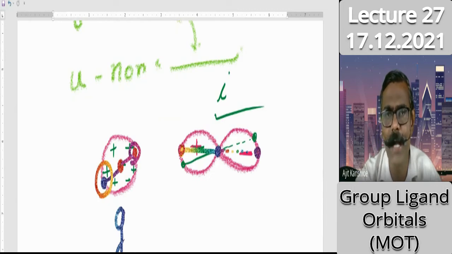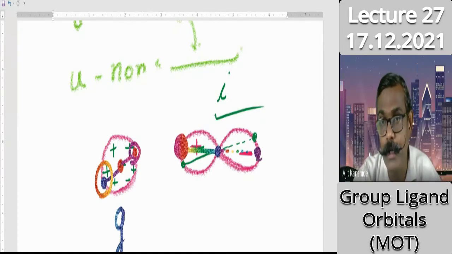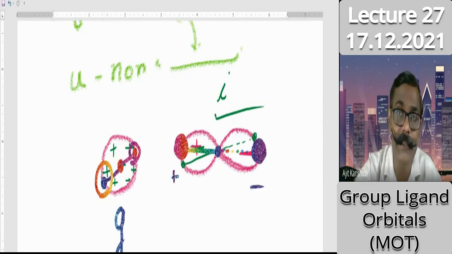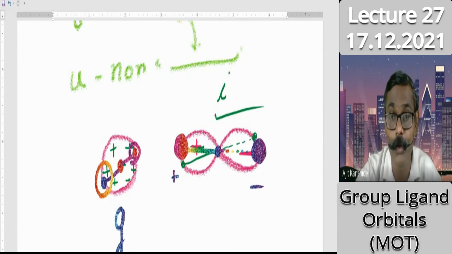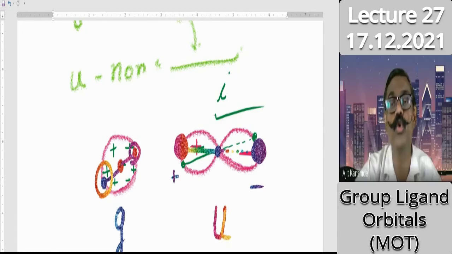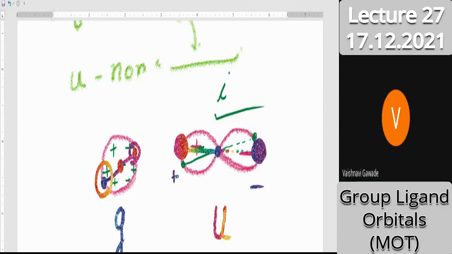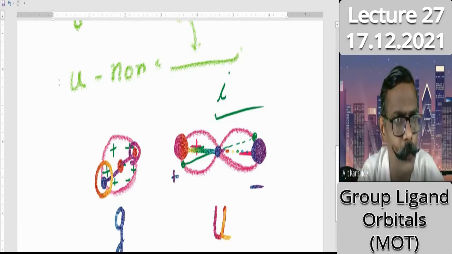What's the wave function at this point? Positive. And what is the wave function now after inversion? Negative. You're positive or you're negative. So can I say there's a center of inversion? Sorry, can I say there's centrosymmetricity? No. So which symbol shall I use? U, ungerade. Is it clear? Yes, sir. If somebody said no, I'll repeat.